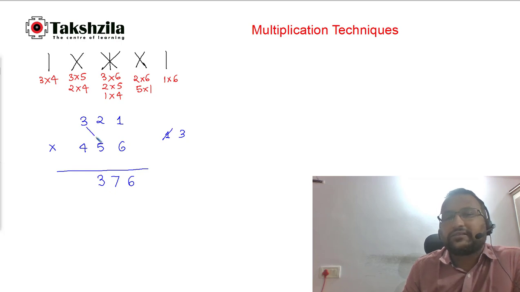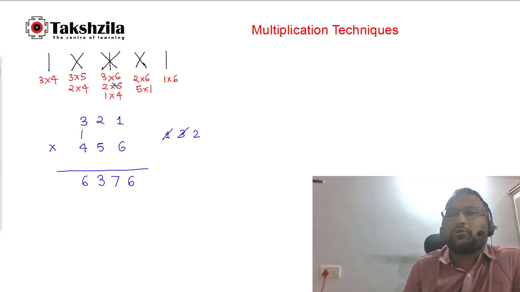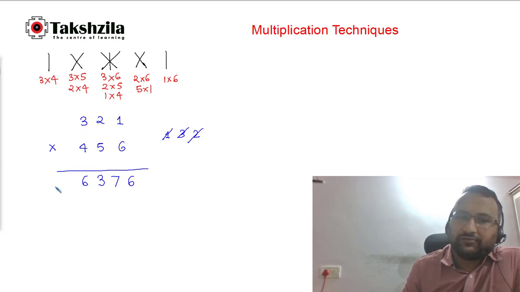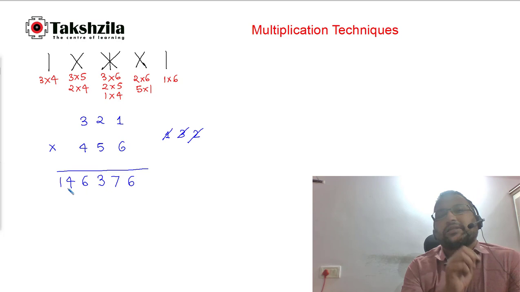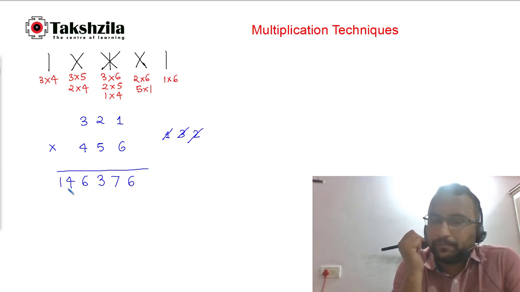Then 5 3s are 15, 4 2s are 8, 15 plus 8, 23 plus 3, 26. And after that, 4 3s are 12 plus 2 is 14. This is how we can multiply a 3-digit number by a 3-digit number.